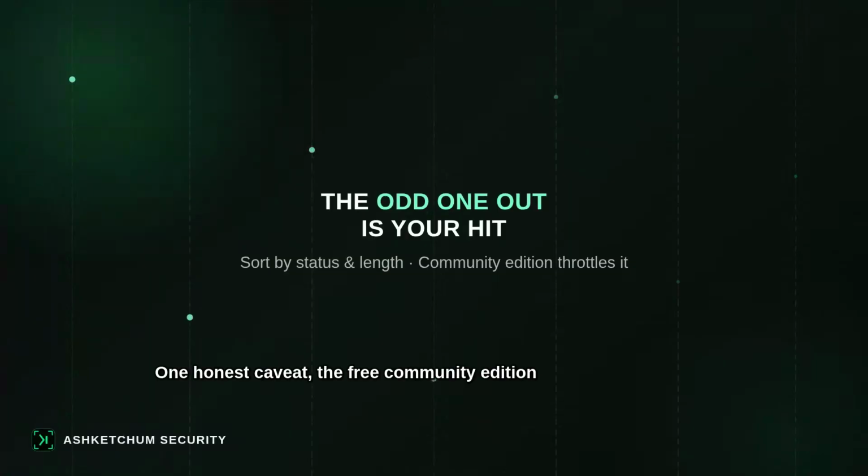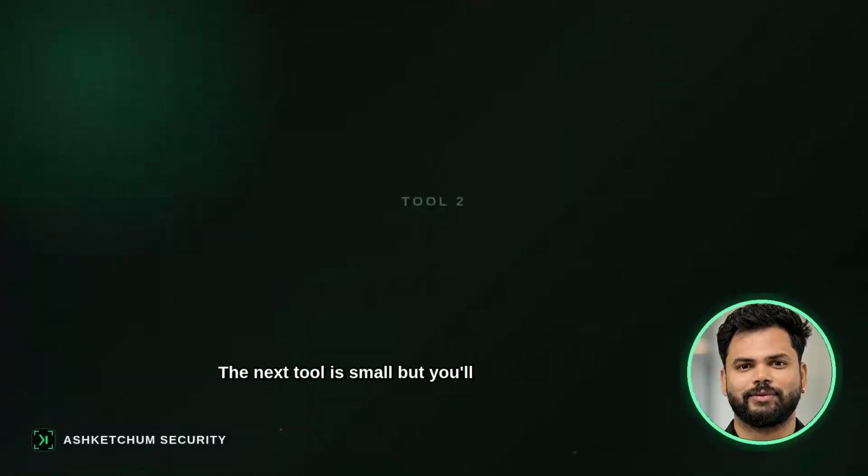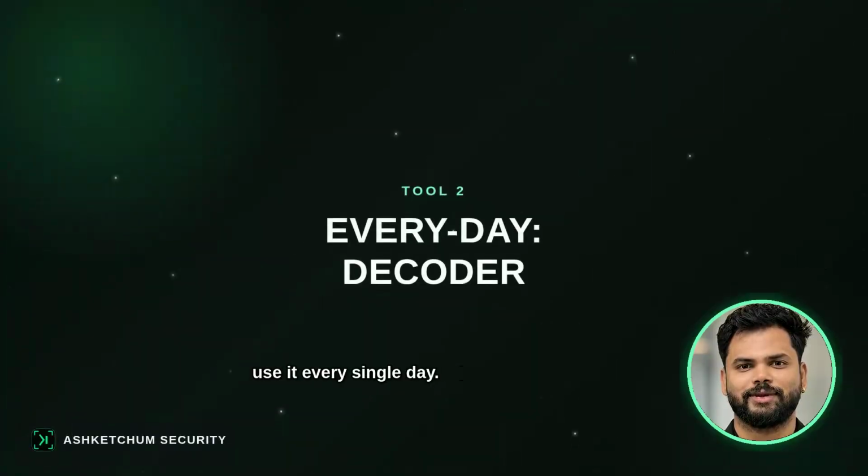One honest caveat, the free Community Edition throttles Intruder to a slow speed. It still works for learning, but for real speed, you'll either use the paid Professional Edition or a free extension called Turbo Intruder, which we'll cover next episode. The next tool is small, but you'll use it every single day.